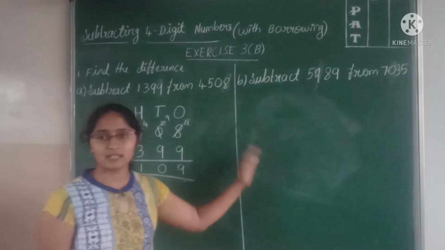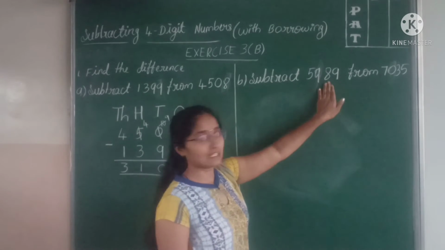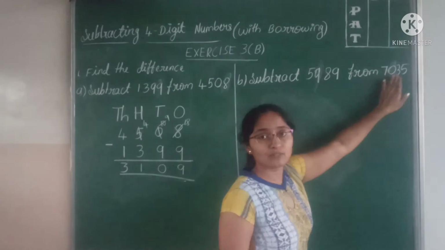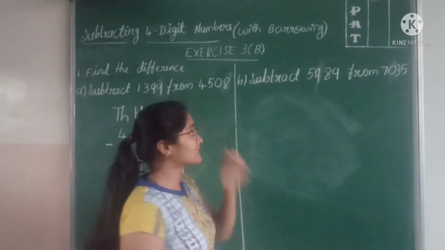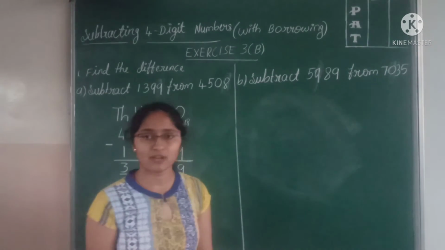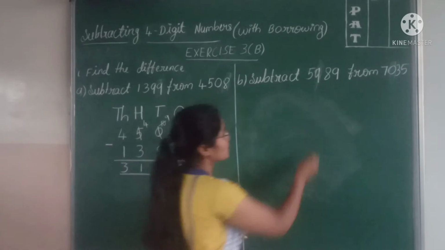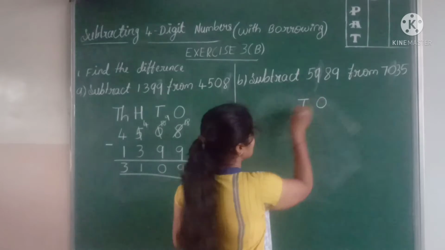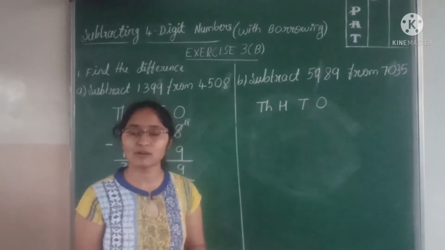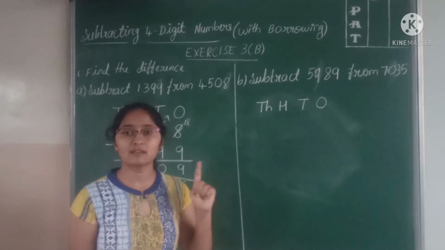We will solve the next sum. That is subtract 5,989 from 7,035. Here we are subtracting 5,989 from 7,035. So first what we have to do? We have to write the place value. That is ones, tens, hundreds and thousand. So now which number you have to write, children, first? It's very good. You have to write the bigger number first.